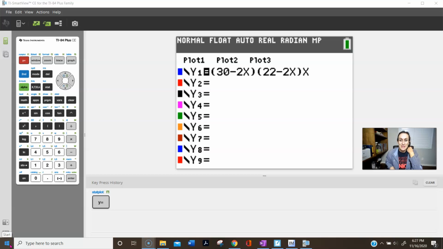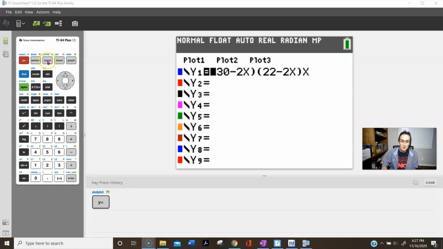Okay, so we are going to go to y equals, and we're going to put in that equation. So use your parentheses. They are above the 8 and the 9. And again, you could multiply this all out, first, outer, inner, last, and then distribute the x, and you're going to get a cubic function. So we have 30 minus 2x times 22 minus 2x times x. And make sure you use the subtraction key, which is above the add symbol, and not the negative key down on the bottom.